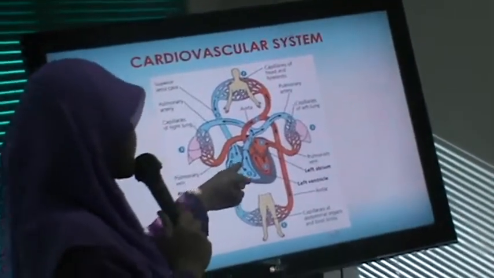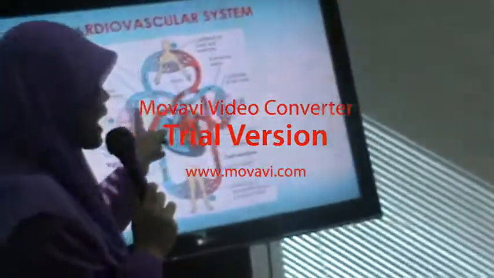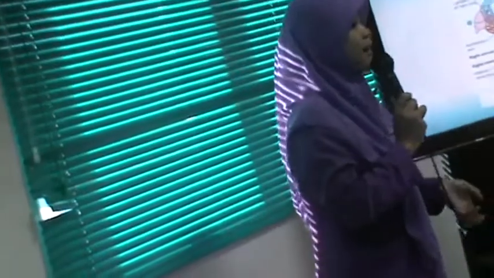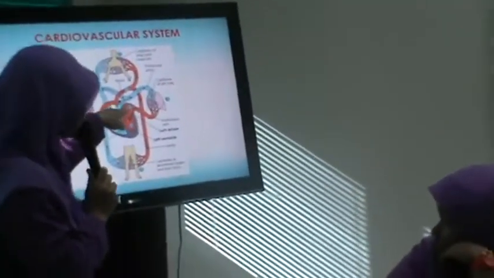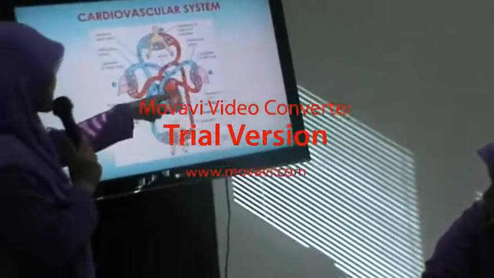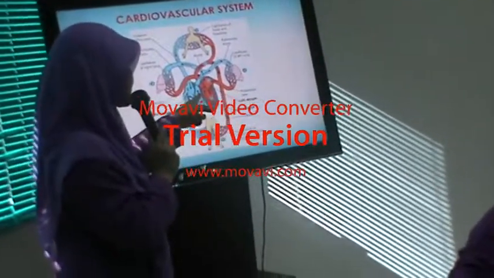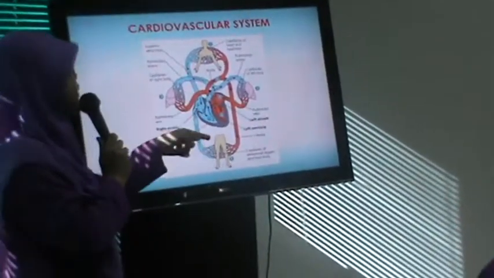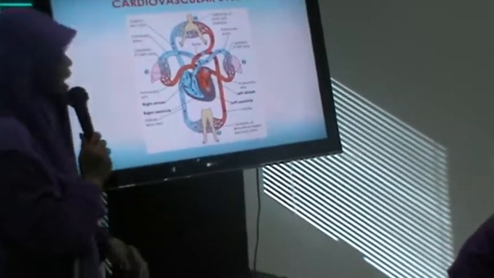From the right atrium, the blood goes to the right ventricle, and from the right ventricle, the blood goes to the lung. In the lung, the blood is filtered into fresh blood, and the content of fresh blood is oxygen. From the lung, the fresh blood goes to the left atrium. From the left atrium it goes to the left ventricle. And from the left ventricle it goes to the aorta. And then the blood in the aorta is distributed to the upper part of our body and the bottom part of our body.